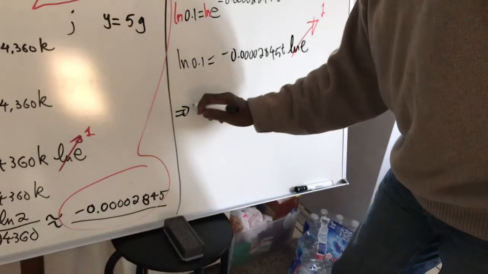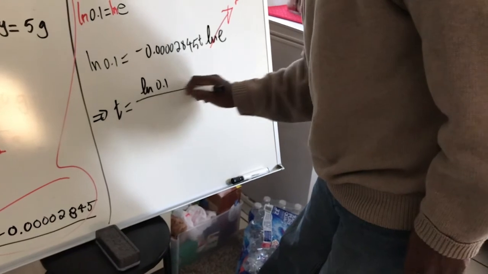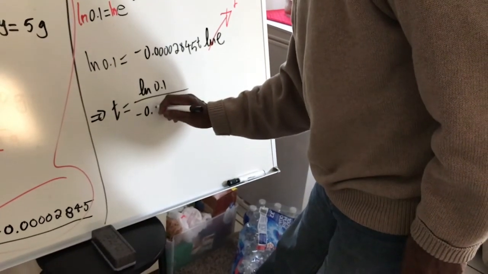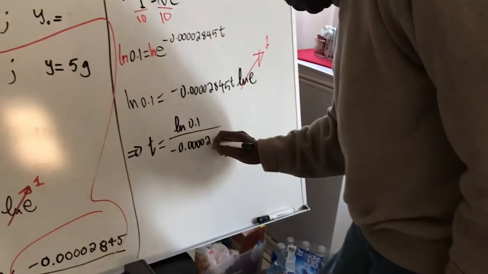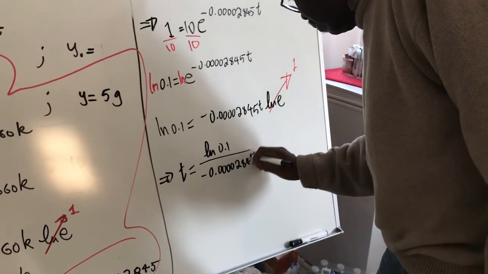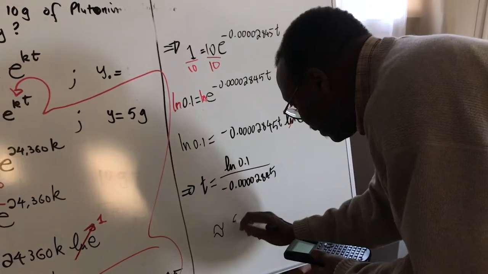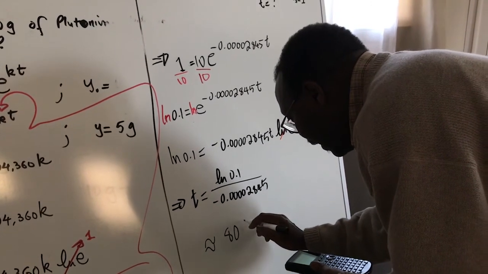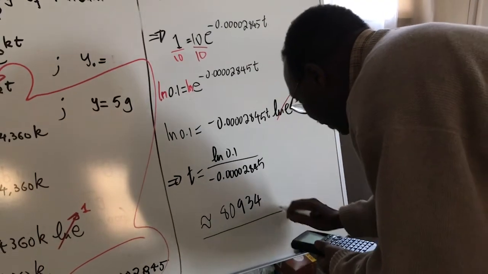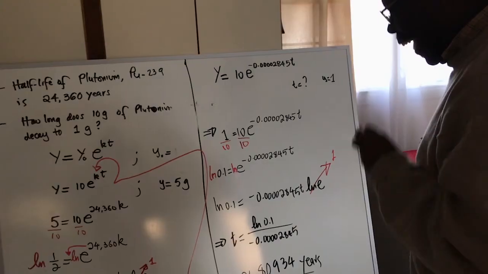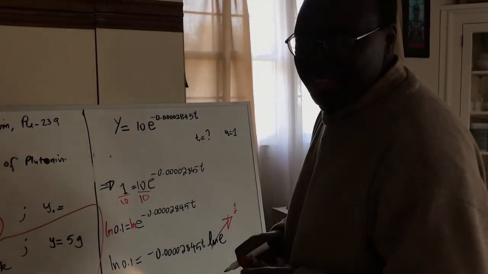So this implies that t is ln 0.1 divided by negative 0.0002845, and this turns out to be 80,934. Yes, 80,934 years. Thank you.